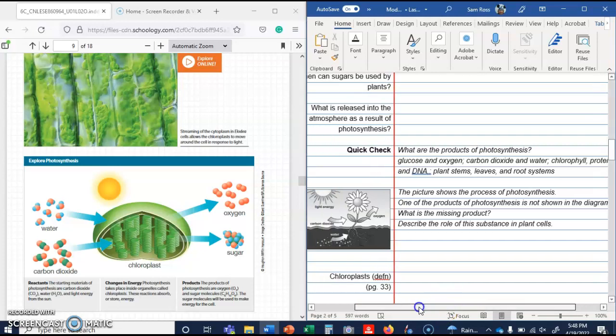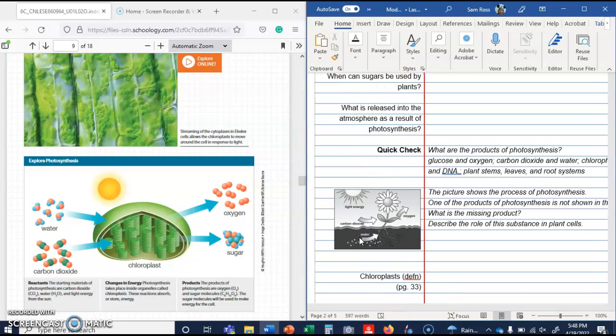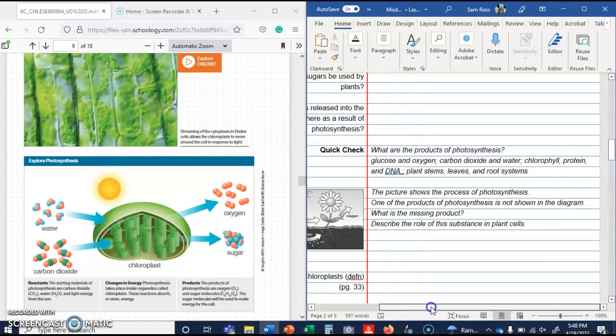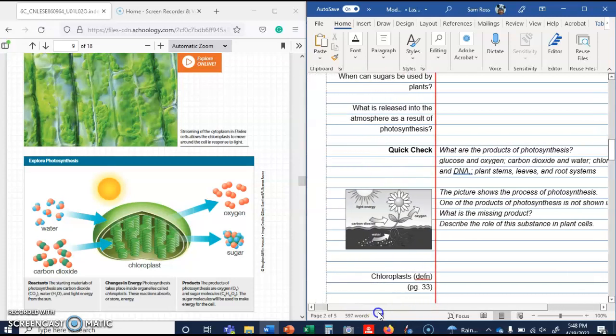And then we have another question here, and I don't know if you have this picture on your notes. I think I might have printed it and then I added the picture, but you'll see the picture on the quiz. It says, this picture shows the process of photosynthesis. One of the products of photosynthesis is not shown in the diagram. What is the missing product? So product, again, is what is at the end of photosynthesis. We have oxygen, that's one of the products, but we don't have glucose. So glucose is our missing product.